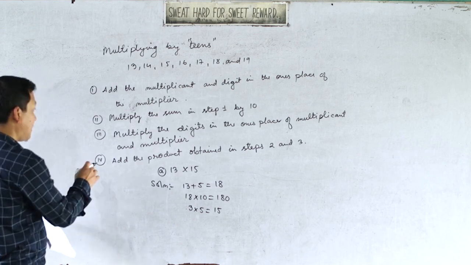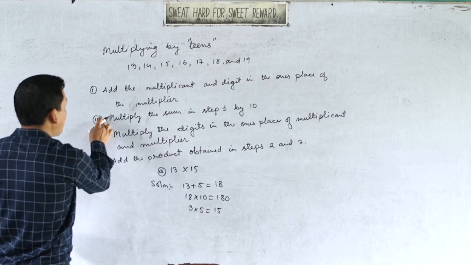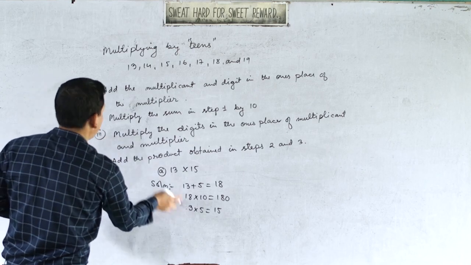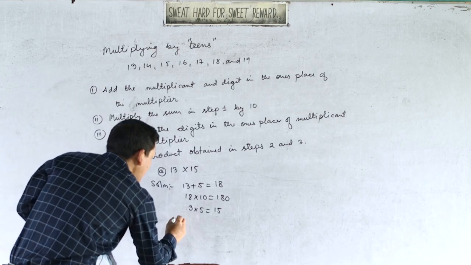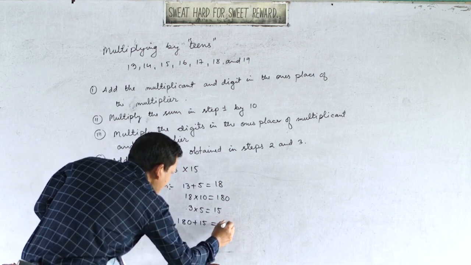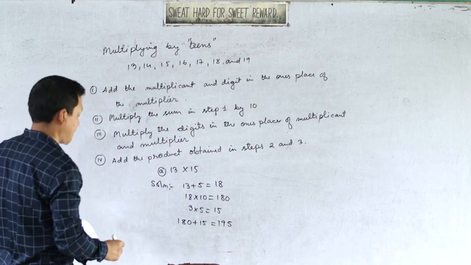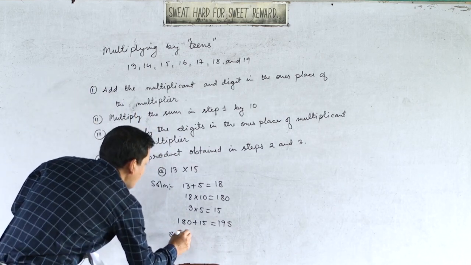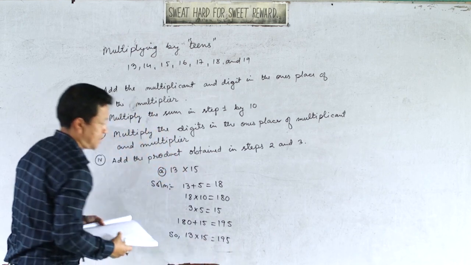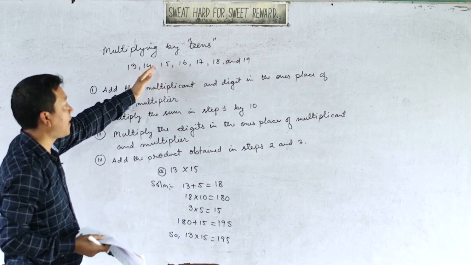Then lastly, add the product of 10 in step 2 and 3. Step 2 and 3 products, add them. 180 plus 15 it's make 195. So 13 into 15 is equal to 195. This is the method to finding multiplying by tens.